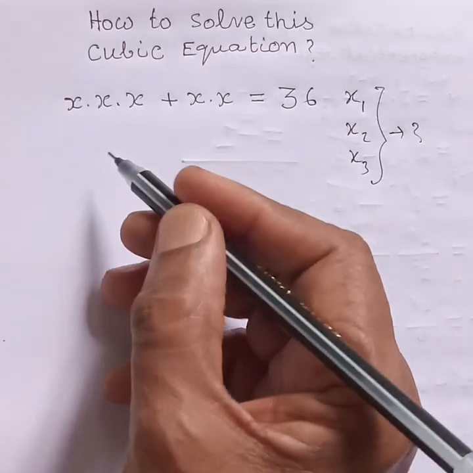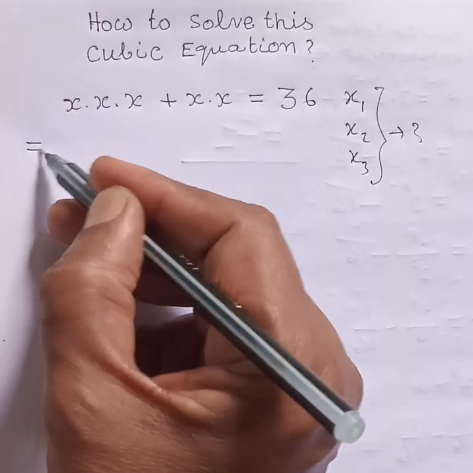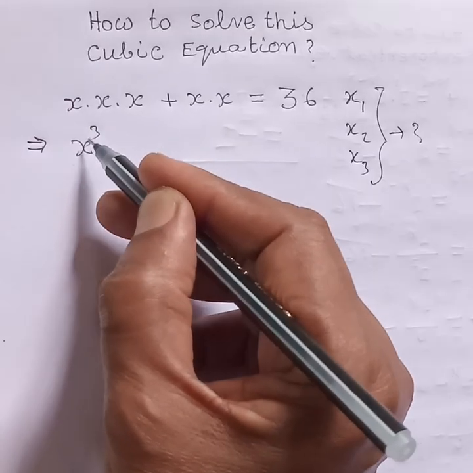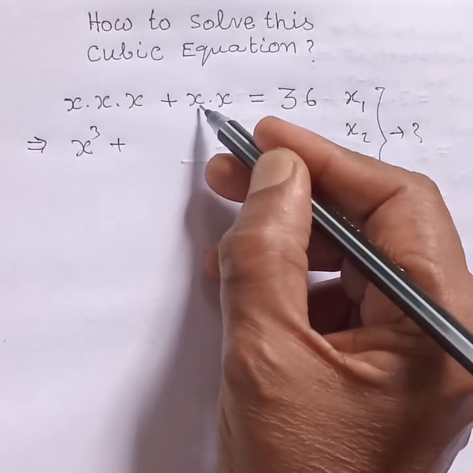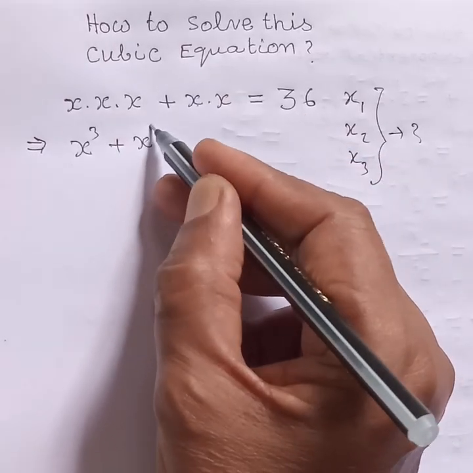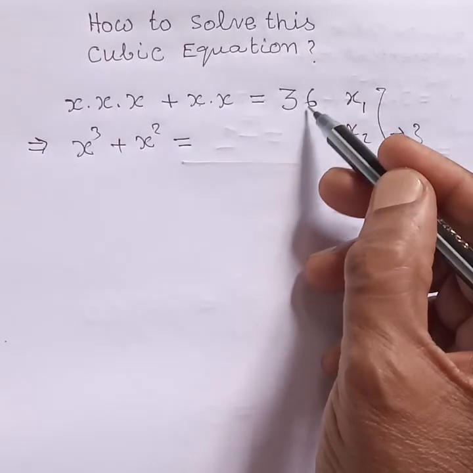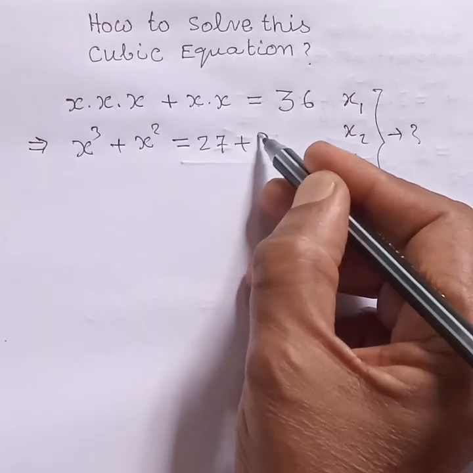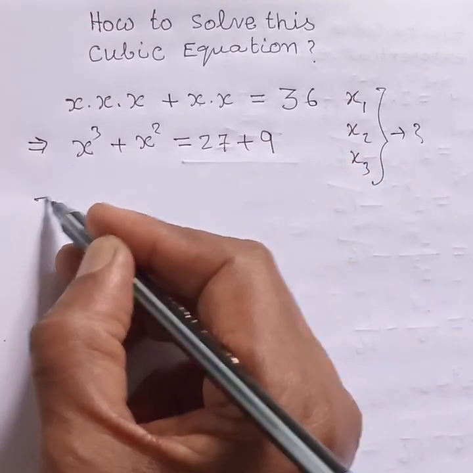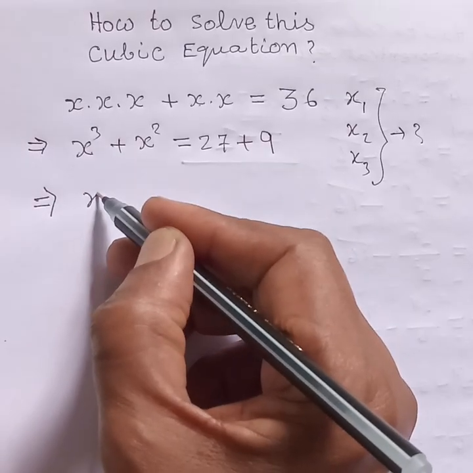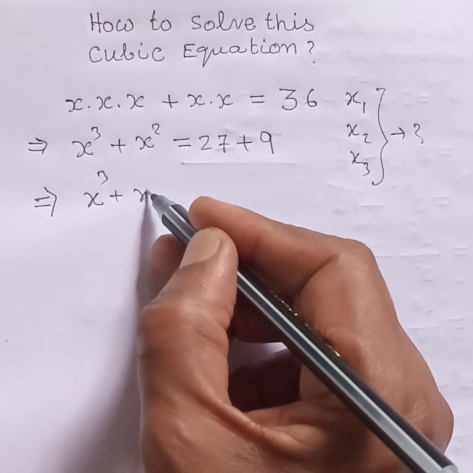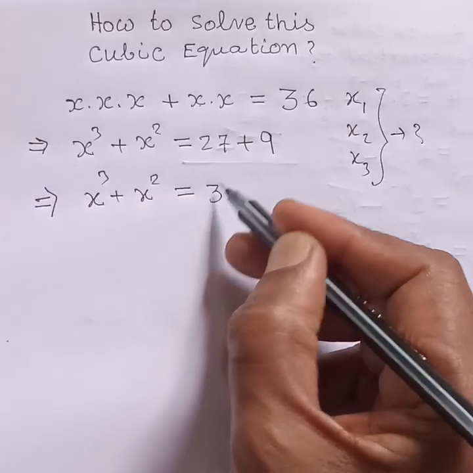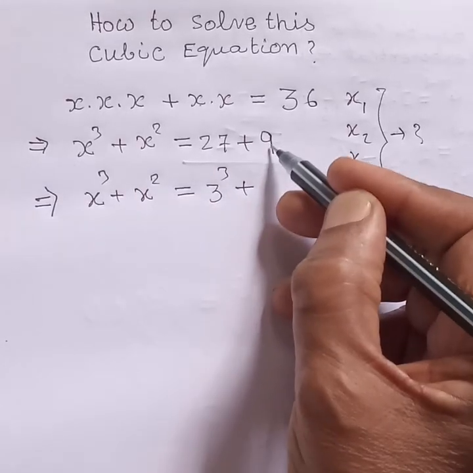Now solution. This implies x into x into x is x cube, plus x into x square is equal to 36, which is 27 plus 9. Next step, x cube plus x square is equal to 27, which is 3 cube, plus 9, which is 3 square.